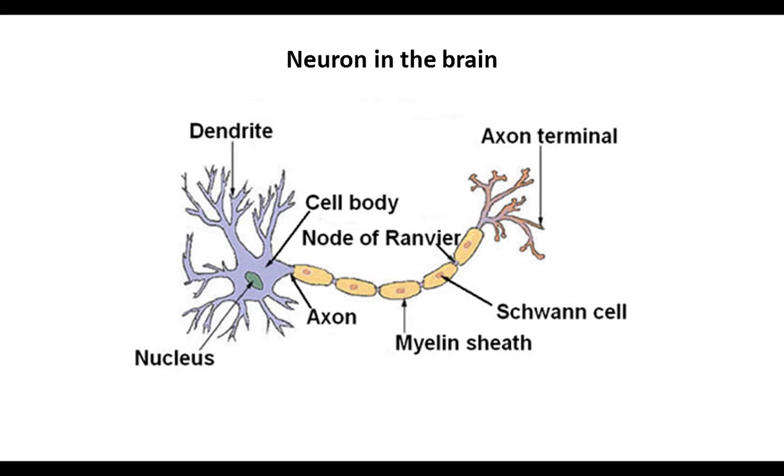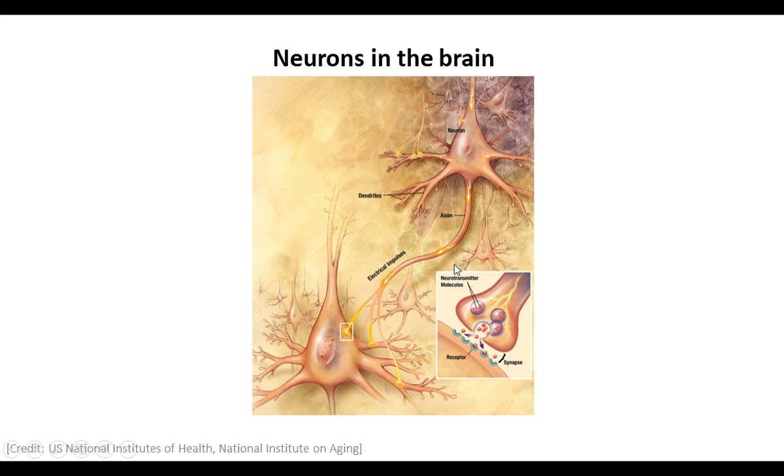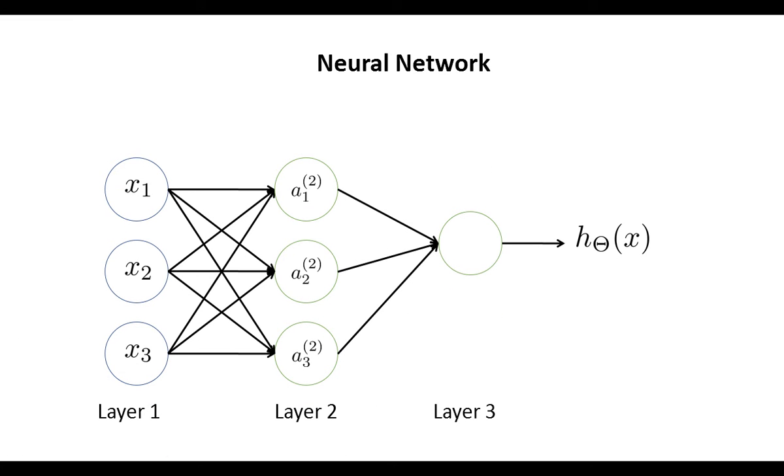Okay. So first of all, this is the neuron. It is the unit of our brain. This is the dendrite terminal and the axon terminal. So basically the neurons are connected with each other. The dendrite and the axon are connected to each other. So the neural network actually resembles the human brain. It is actually inspired by the human brain and how it works.